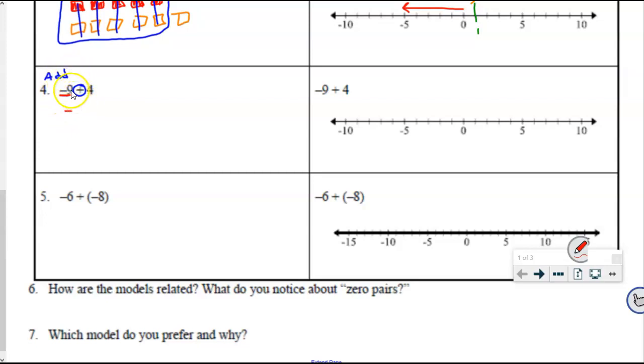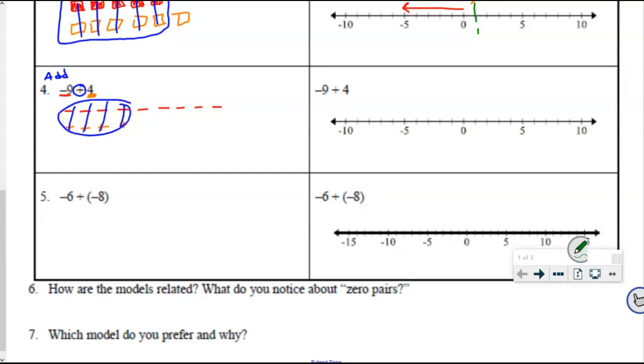Braxton. 9. 1, 2, 3, 4, 5, 6, 7, 8, 9. And to that, I should be adding 4 positives. So right below that, 1, 2, 3, 4. How many 0 pairs did I just create? How many 0 pairs do you see? Thank you, Kate. 4. Those are all those 0 pairs.